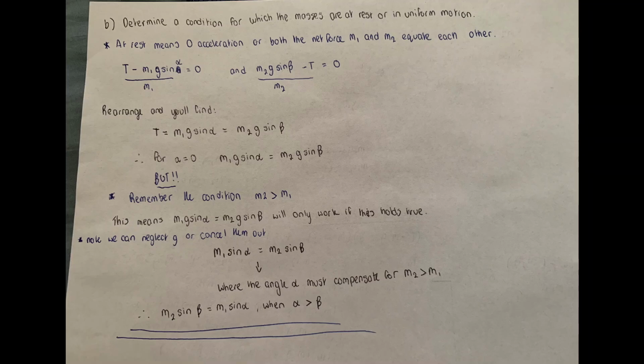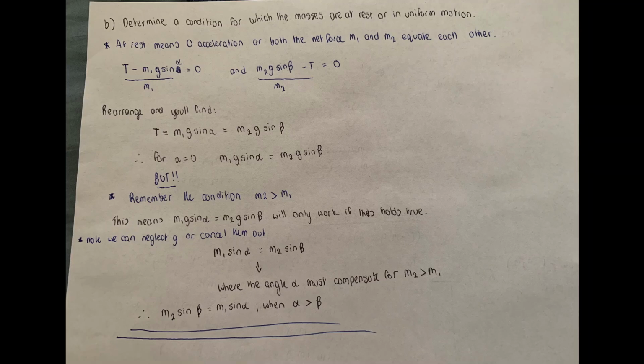Like I told you at the start, it's when both the net forces equate to each other. Because it makes sense: if the force going for m2 is the same as the force going for m1, then they're not going to accelerate. They're going to be stationary. However, remember there's a catch. At the start, we already know the condition that m2 is greater than m1. This was the whole premise for the tension force we calculated earlier.